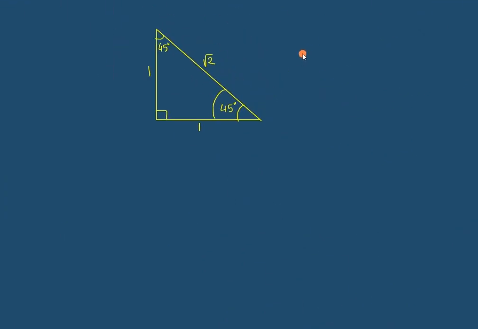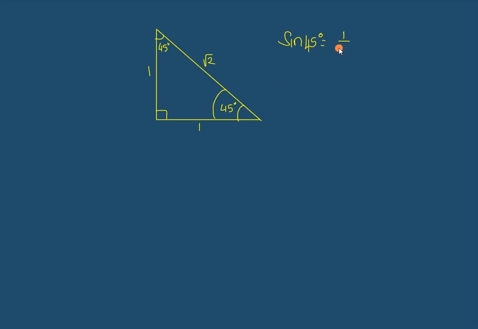Well, for the ratios of 45 degrees, we use the right angled isosceles triangle, where the two equal sides have a length of 1 unit. By Pythagoras theorem, this one is square root of 2, the hypotenuse. Now the sine of 45 degrees, I consider this angle here, it is equal to opposite.